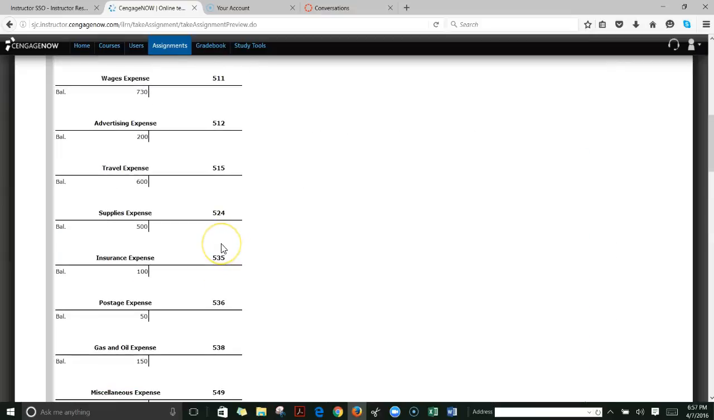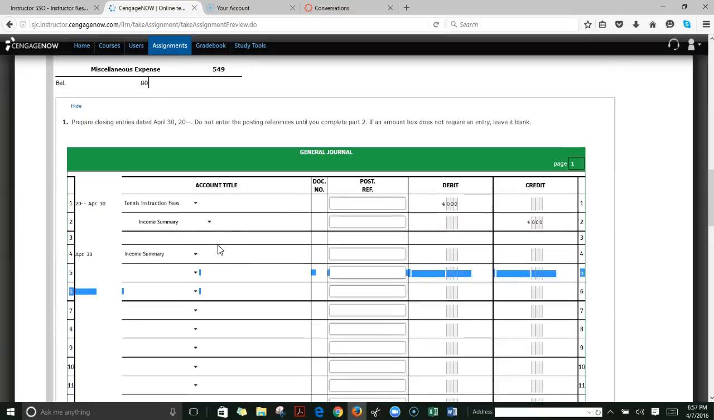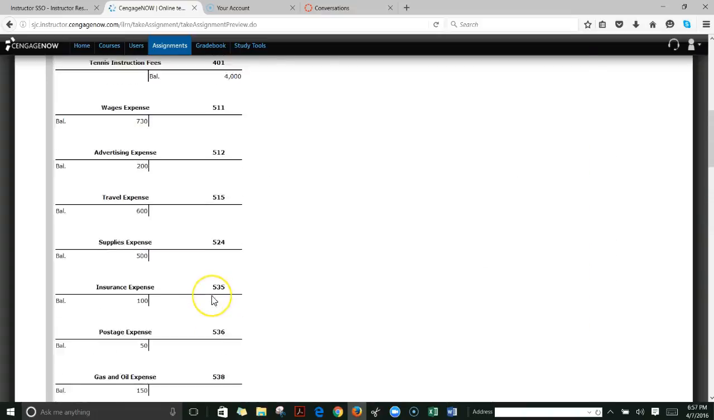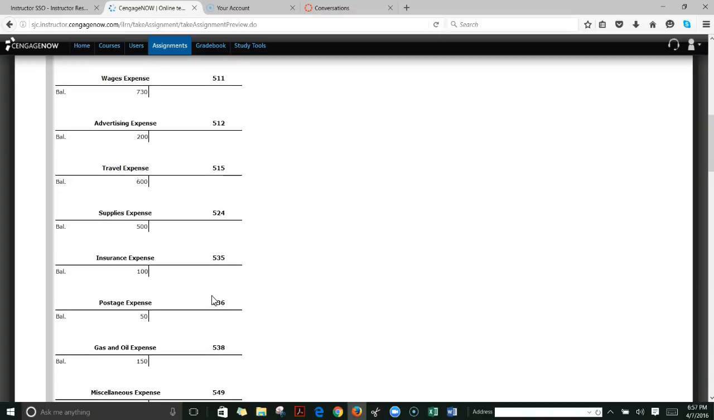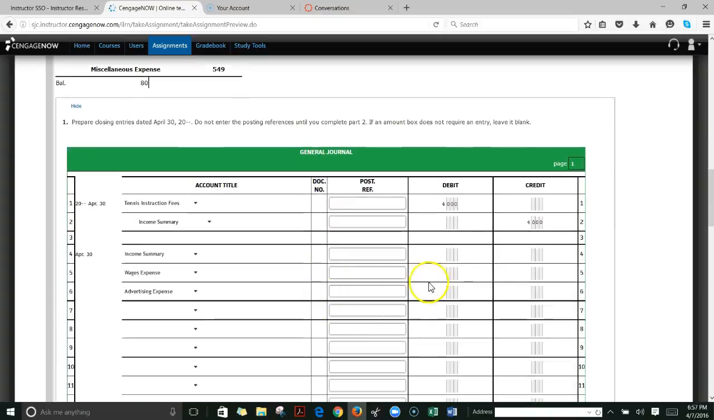Maybe advertising isn't the first one. You're right, it's wages. No wonder I'm not seeing it. So it's wages expense, then advertising expense. I need to get the amounts too. So wages is 730 and advertising is 200. So 730 and then 200.